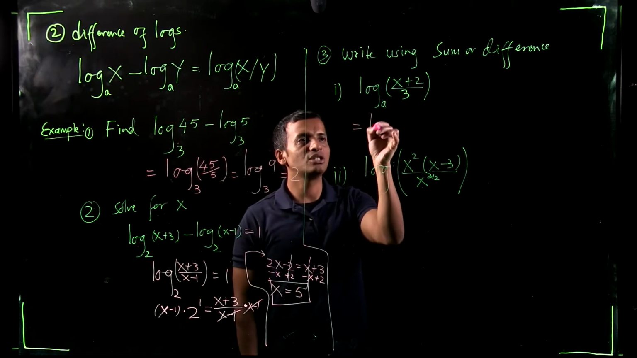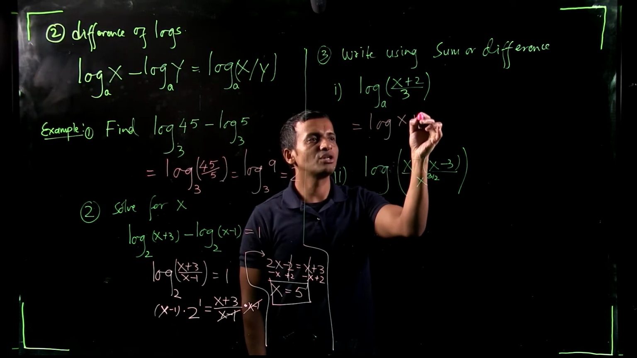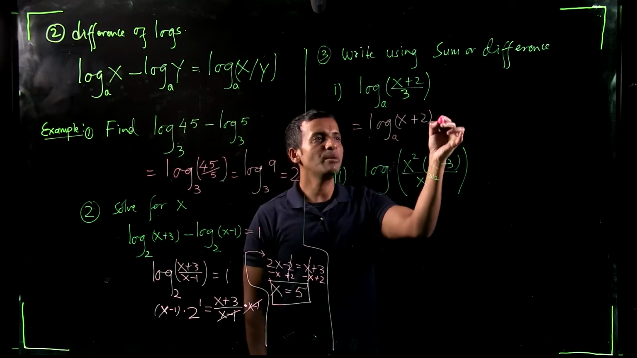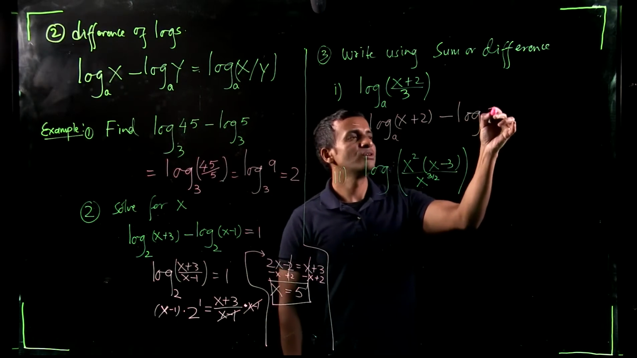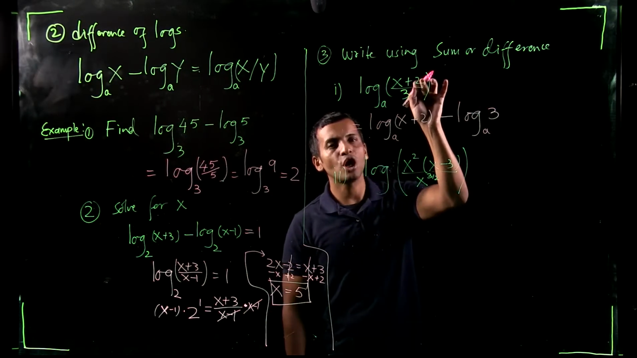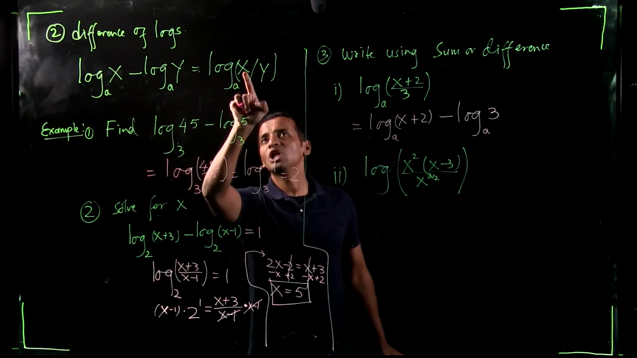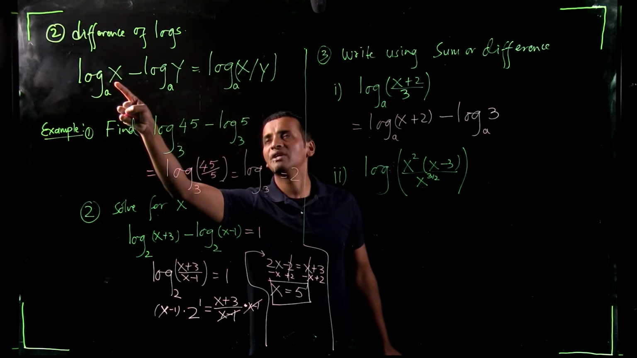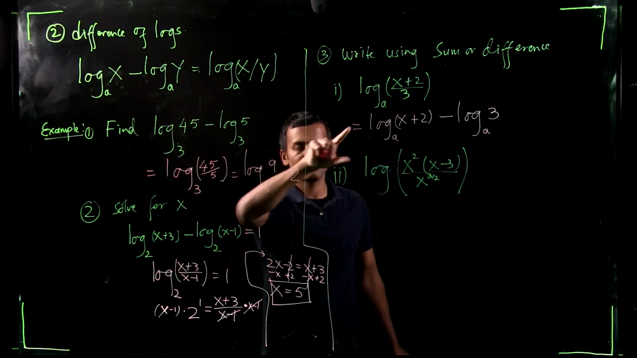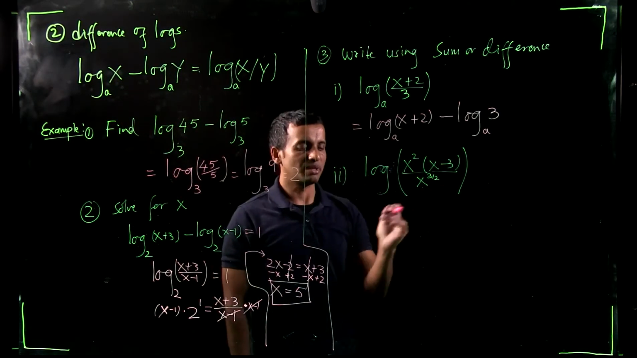Okay, so here there is a fraction, there is a ratio, right? In that case, what you do is log of x plus 2 base a minus log of 3 base a. Log of the top minus log of the bottom. So basically log of x divided by y is log of x minus log of y, right? That's how it works. Now how about this one?